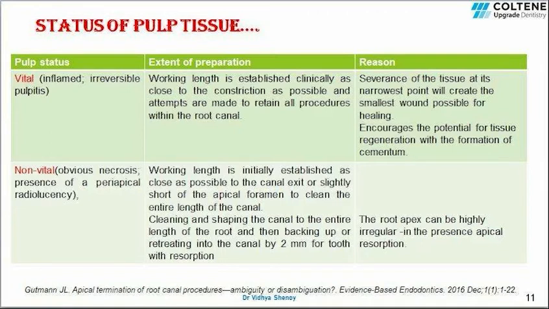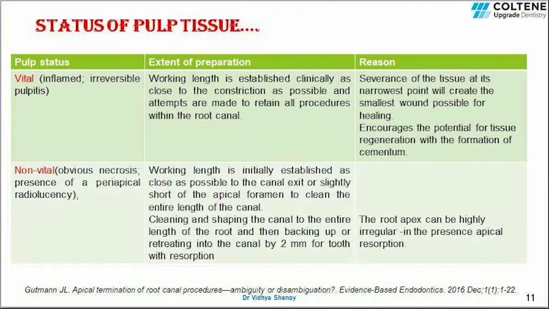In a vital tooth, that is a tooth with irreversible pulpitis, working length is established as close to the apical constriction as possible. This is done so that all the procedures are within the root canal. Second thing is it creates a small wound site which will give optimal healing. Another thing is it will lead to the formation of cementum instead of fibrous tissue, which is seen in case of chronic inflammation.